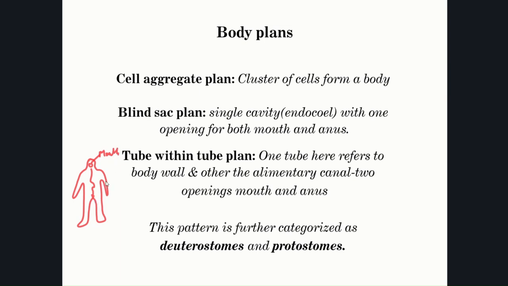But that slip of tongue was intentional because, as I talk about the tube in tube plan, we will understand that there are two ways in which the tube formation can occur in animals: whether the mouth emerges first or whether the anus emerges first. That way, deuterostomes and protostomes are understood, and we will discuss that in the subsequent sessions.